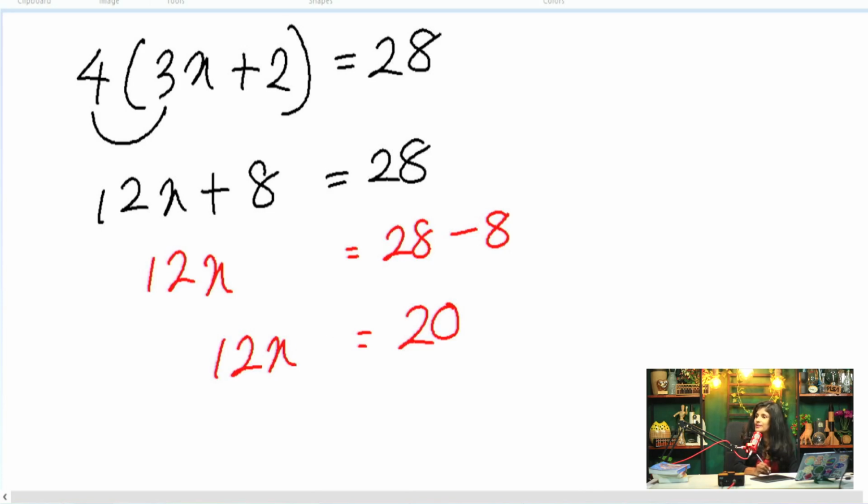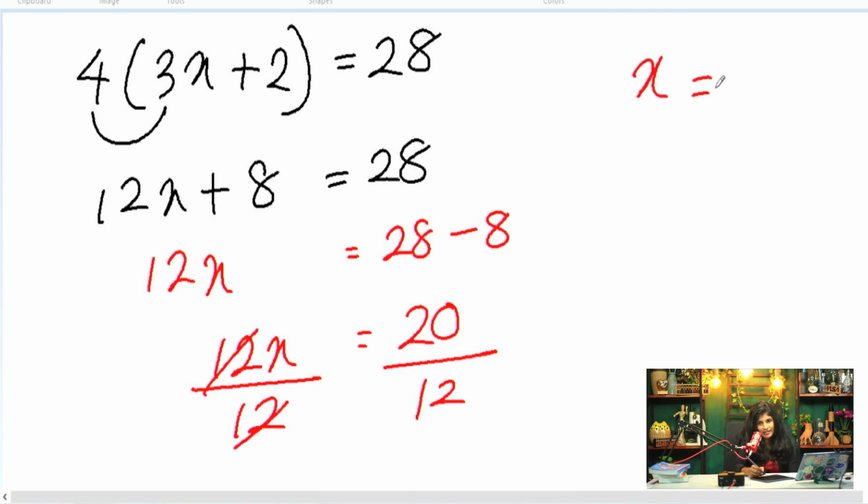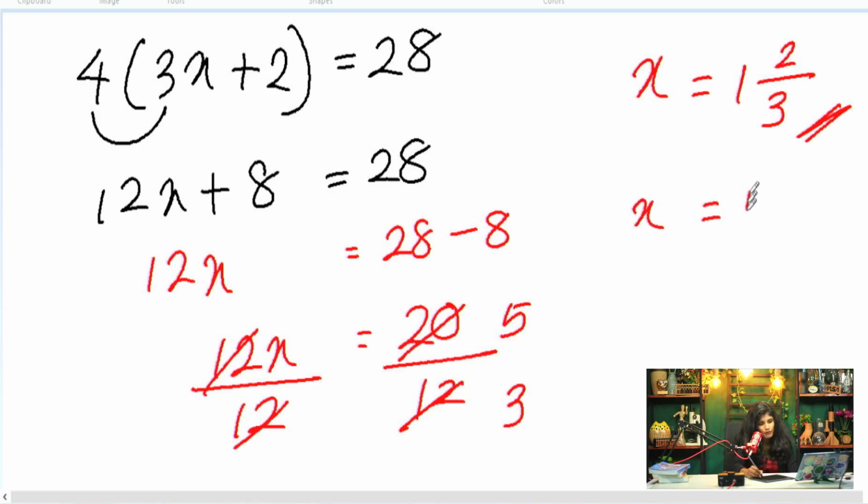12x equals 20. I will divide both sides by 12. Then 12 and 12 are cancelling out. Only x is remaining. So I will cut both sides by 4. 4 times 3, 4 times 5. 5 over 3. As a mixed number, 1 and 2 over 3. As a decimal, 1 point, for 20, 6, 6, this is recurring. That's it. Very easy, no?